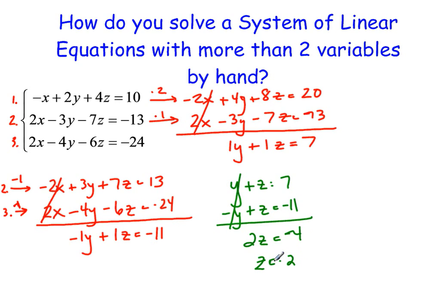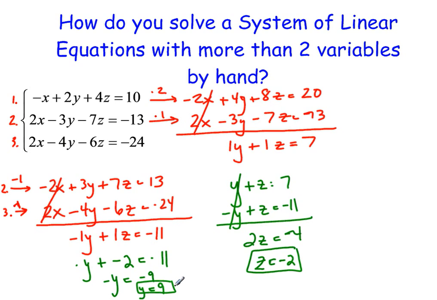Well, if I know z is equal to negative 2, I need to find x and y. Well, I can use any of my equations. I know negative y plus my z, which is a negative 2, equals negative 11. So I get negative y is equal to, if I add 2 to both sides, negative 9. So I get y equals 9.